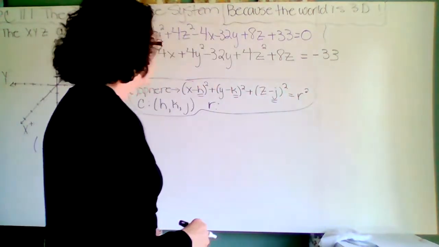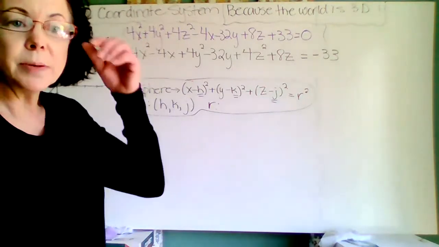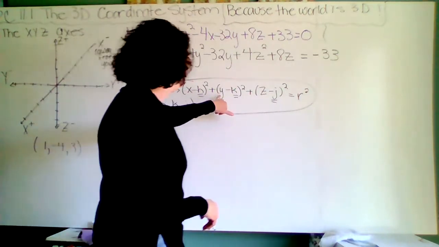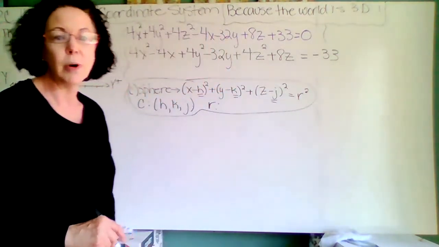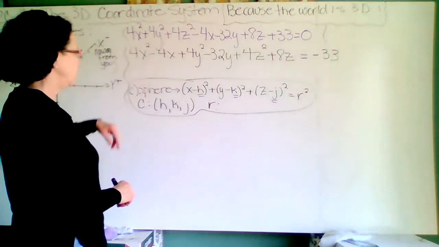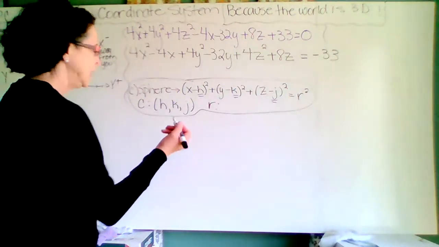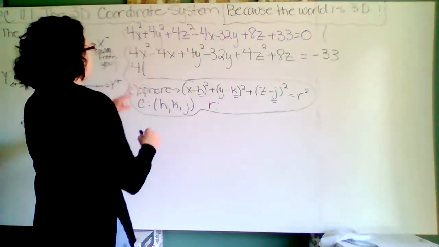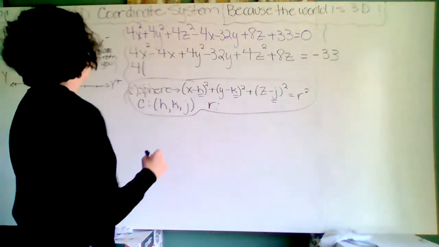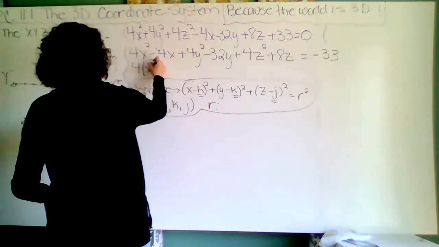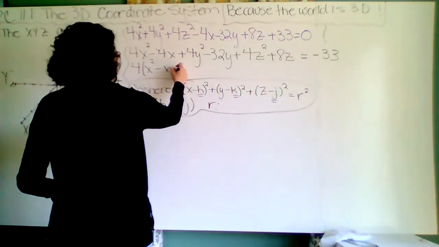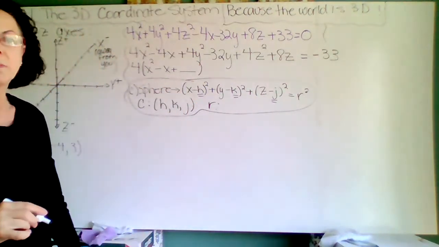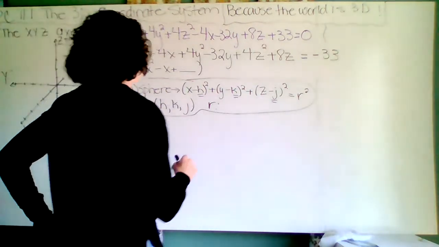Okay, now what I'm going to do is I need to do some completing the square. Notice that each of these variables, x, y, and z, have a coefficient of 1. So for each one of the variables, I am going to factor the leading coefficient. So from the x's, I am going to factor a 4. That will leave me with x squared minus x. I'm going to put plus blank because I know I'm going to be making a perfect square trinomial there.